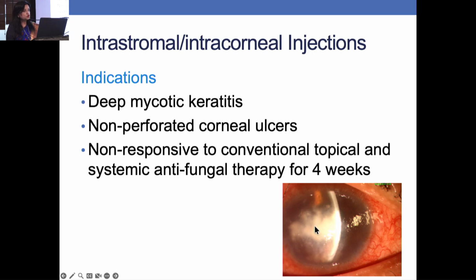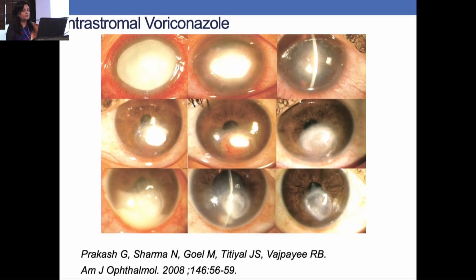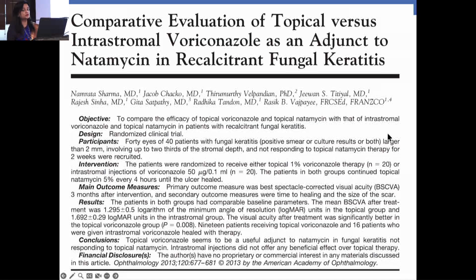Again, you can give intrastromal injections, that means into the stroma, for deep mycotic keratitis which are not perforated and which are not responsive to your topical and systemic therapy. These were our first cases. This in fact was going for therapeutic keratoplasty. Then we thought let's try intrastromal and see if it works or not, and the results were good. So we didn't have to do a therapeutic graft. We can directly do an optical graft. The patient was saved of 2 grafts. So we thought this was a good tool in our armamentarium.